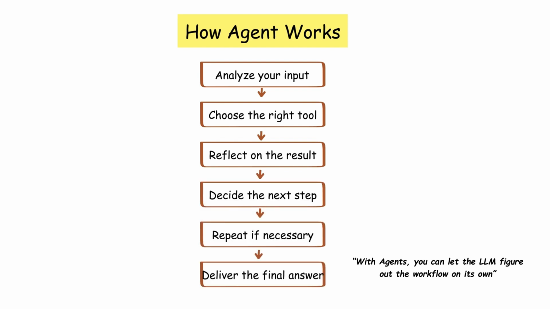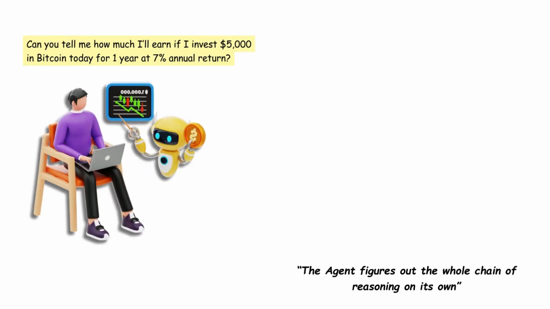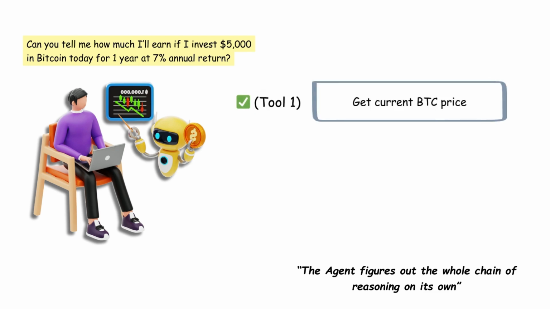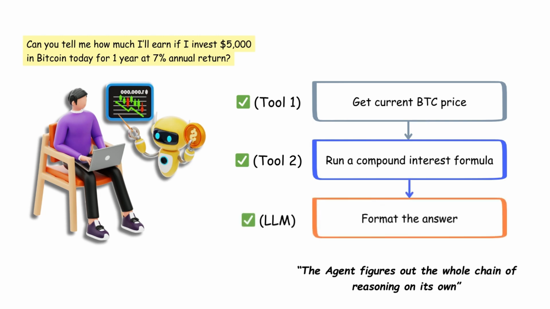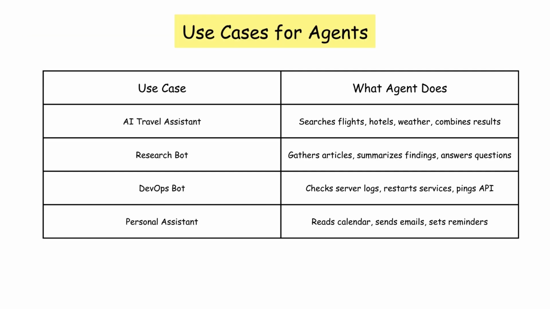It is like asking your assistant, "Can you tell me how much I will earn if I invest $5,000 in Bitcoin today for 1 year at 7% annual return?" That is a multi-step task. First, it will need to get the current Bitcoin price, apply a compound interest formula, then format the answer using the LLM. The agent figures out the whole chain of reasoning on its own. Use cases of agents include AI travel assistants, research bots, DevOps bots, personal assistants, etc.